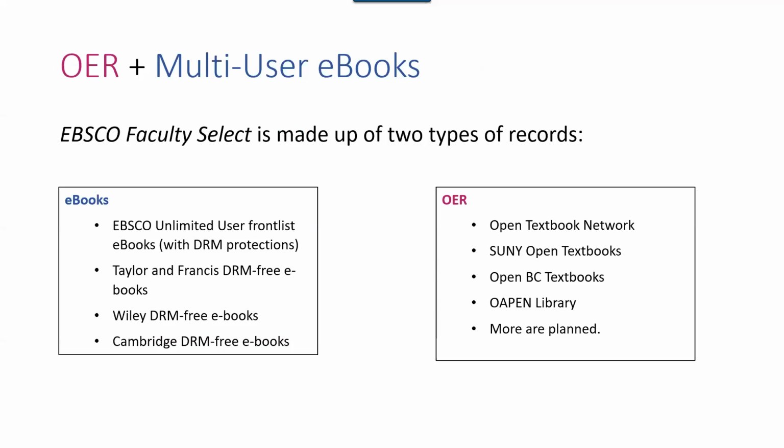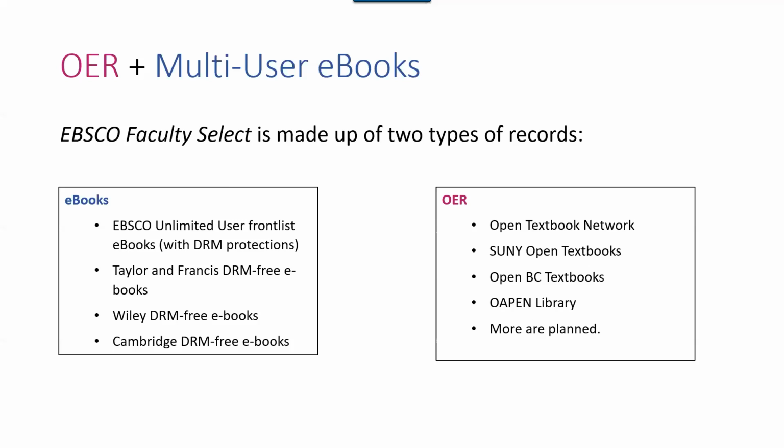So to give you some idea, we're looking at eBooks and OER, and they're not all eBooks. It's not everything, but they're eBooks from EBSCO, from their front list, which is a variety of publishers. EBSCO is an aggregator. It took me a minute. An aggregator that pulls lots of publishers together to offer things. We also have Taylor and Francis, Wiley, and Cambridge. So that's what you'll be searching.